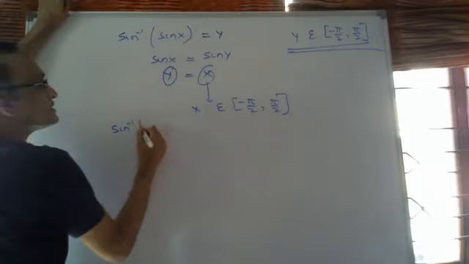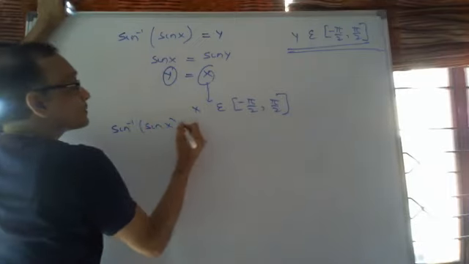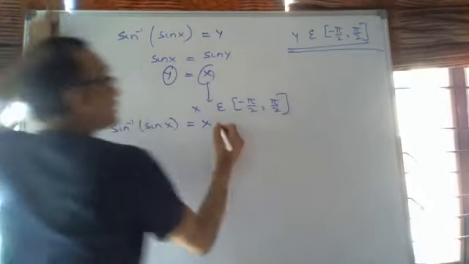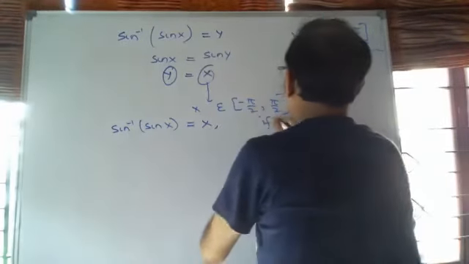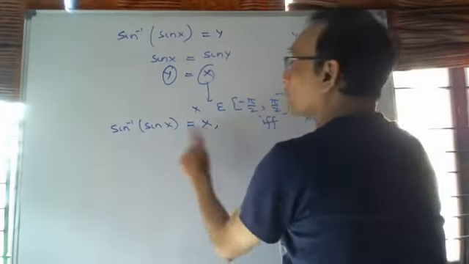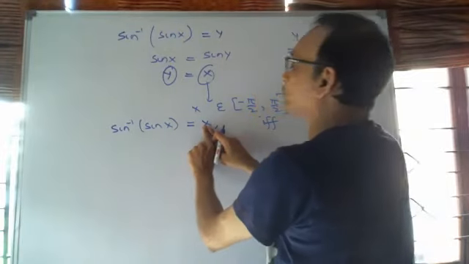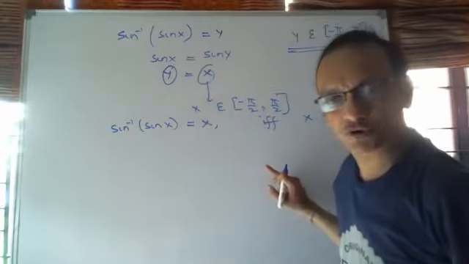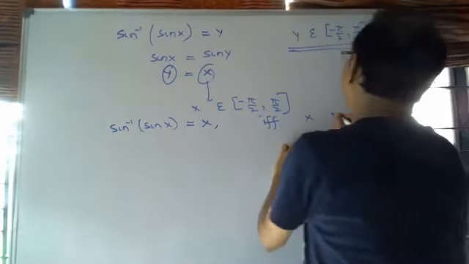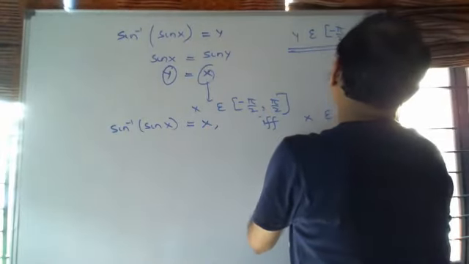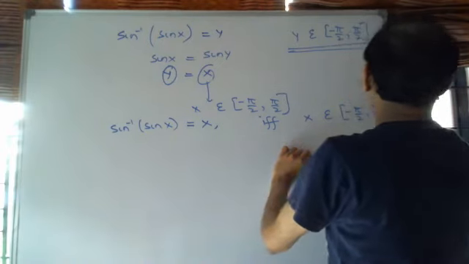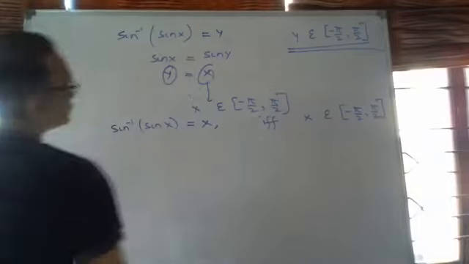Sine inverse sine x will be equal to x if and only if x lies in -π/2 to +π/2, because sine inverse's output lies in -π/2 to +π/2. If x belongs to -π/2 to +π/2, that means, think, this is important.